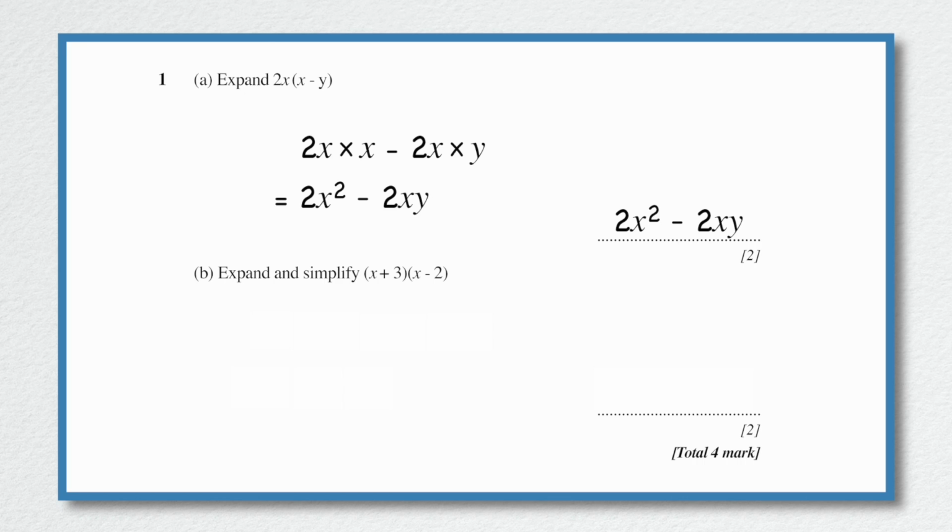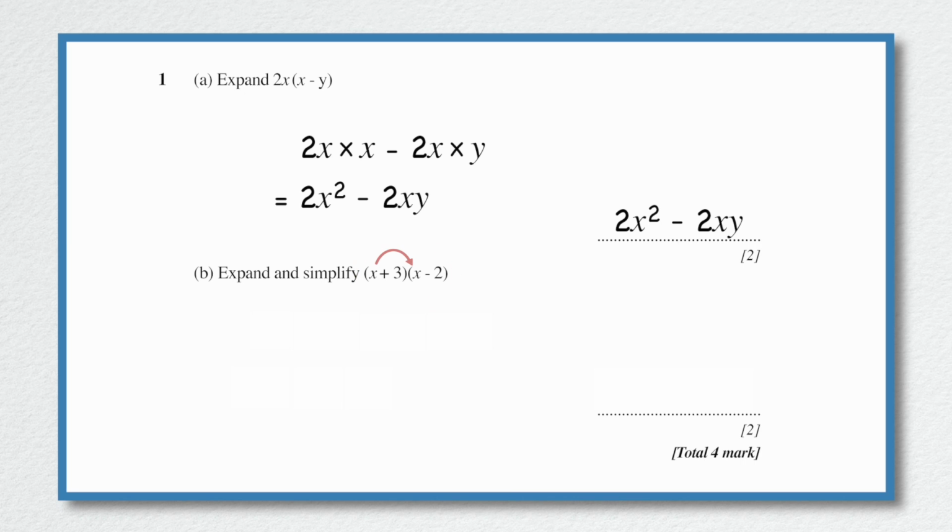Part B, expand and simplify x add 3, x subtract 2. Here you are prompted to simplify your answer to get the 2 marks. So what the question is asking is, find the expression for which x add 3 and x subtract 2 are factors. Here's the approach we use for expanding 2 brackets that are multiplied together. This is a standard approach which you need to learn when multiplying 2 bracketed expressions together.